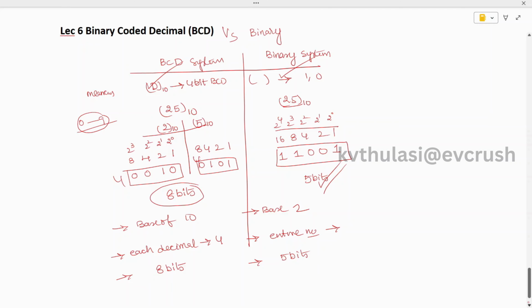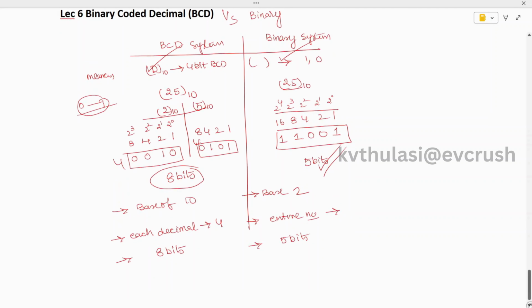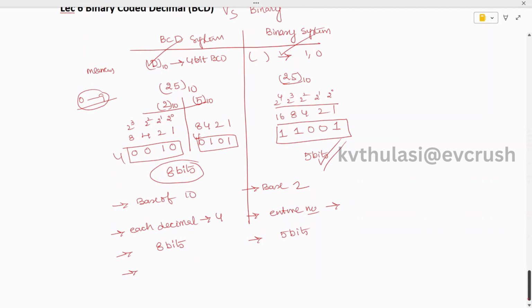Coming to the BCD system, it is generally difficult. We have to split into digits and use more bits. But binary is very simple to analyze, and BCD is very difficult. If you want to perform any addition or subtraction, BCD is very complex, but binary is very simple to perform.